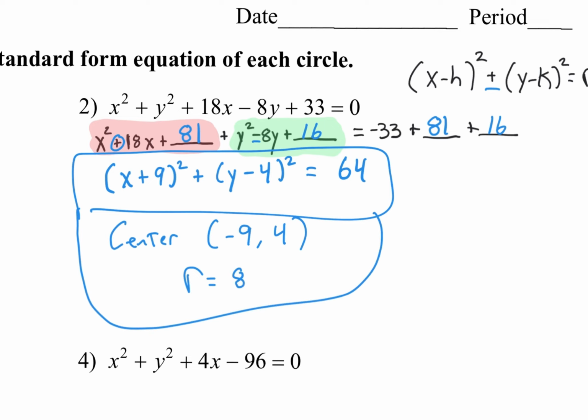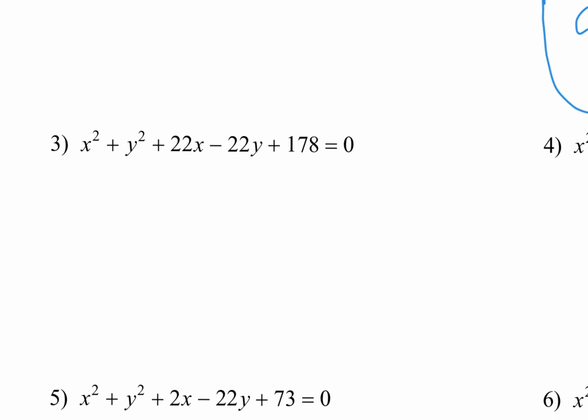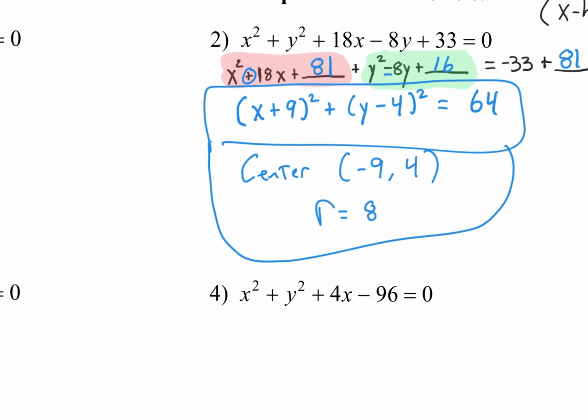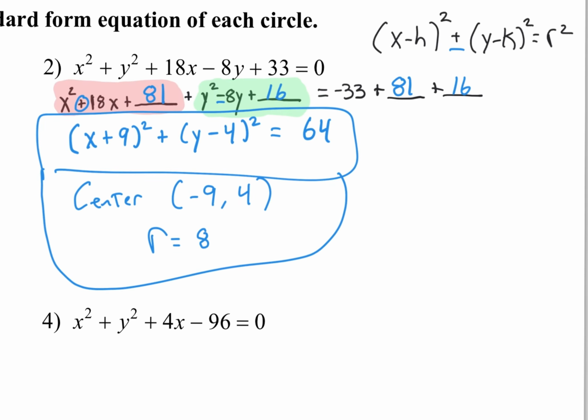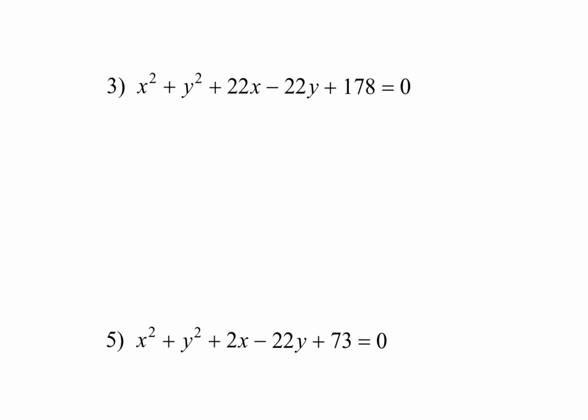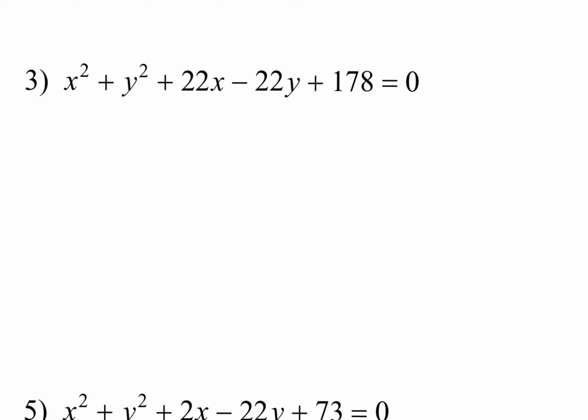So this is what we're doing today. And that'll be like the whole thing, right? That's the whole answer right there. Okay. So this is called completing the square and putting in standard form so you can find the center and the radius of it. Let's look at another one. Any questions with that one? Okay, let's look at number 3 here now.